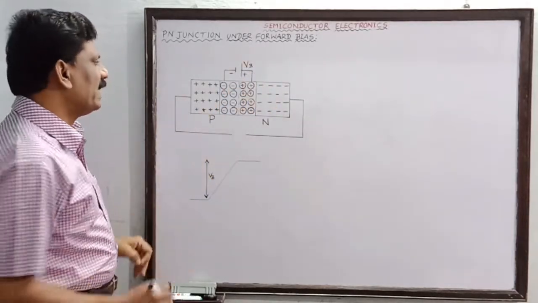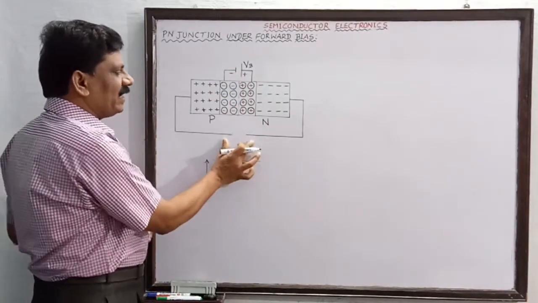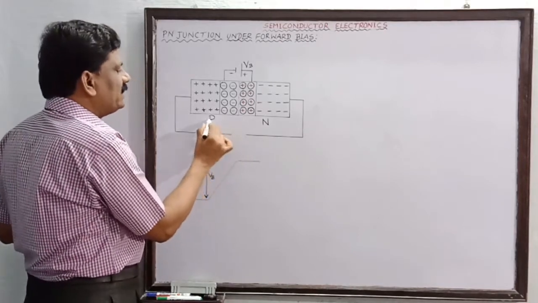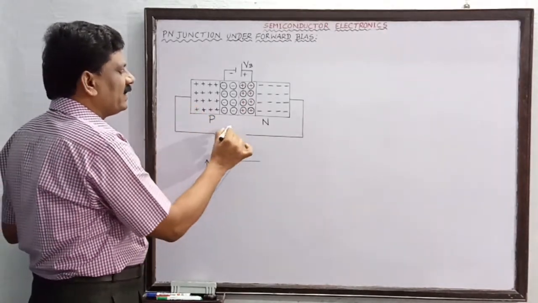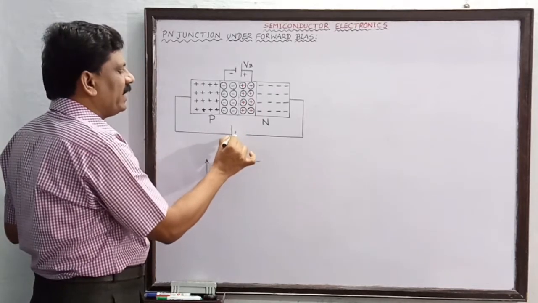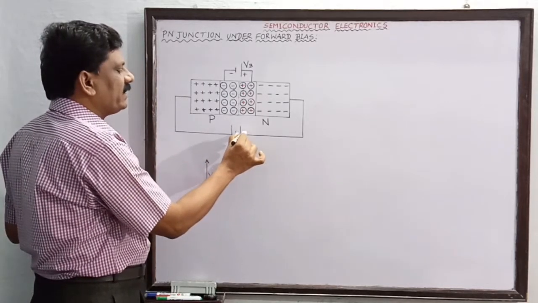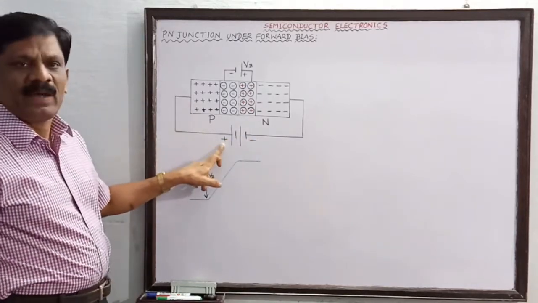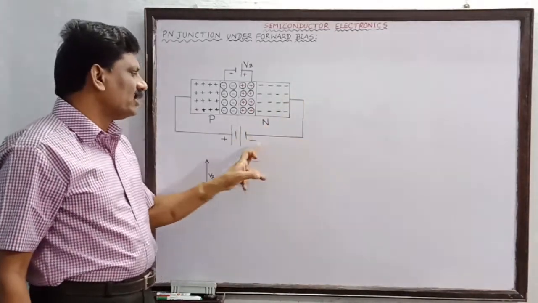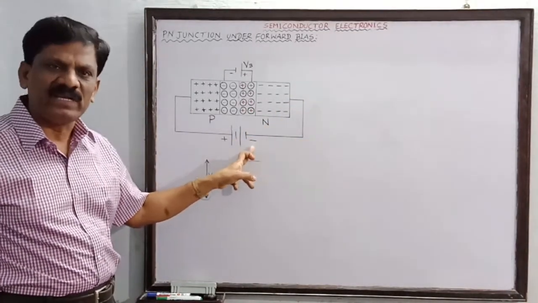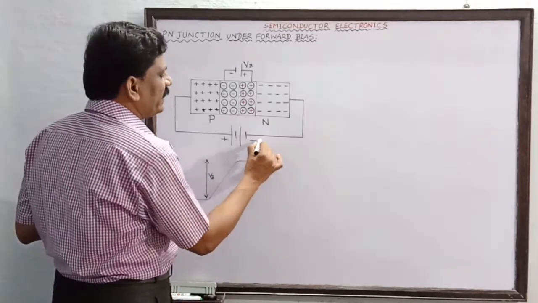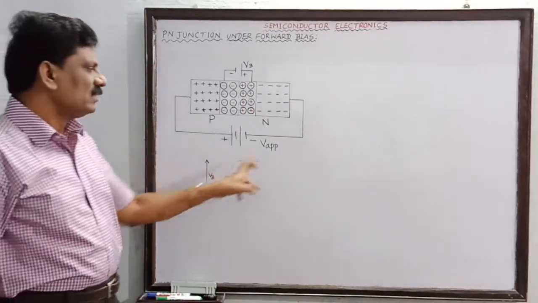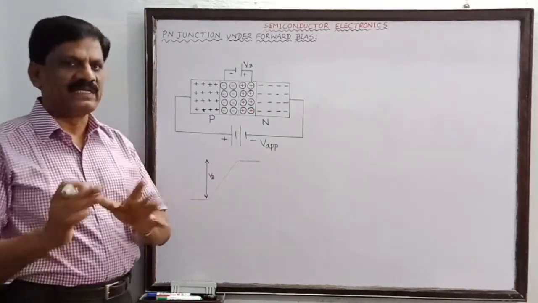Now in addition to this, I am going to connect an external battery across the diode or across the PN junction, such that the P region is externally connected to the positive terminal of a battery and the N region is connected to the negative terminal of the battery. Let us call this voltage the applied voltage, V applied. Okay students, so this is V applied, the applied voltage.